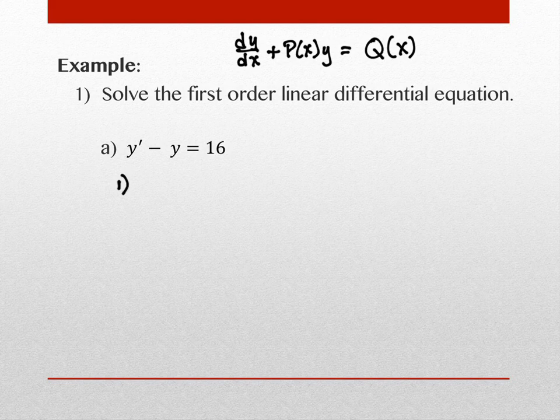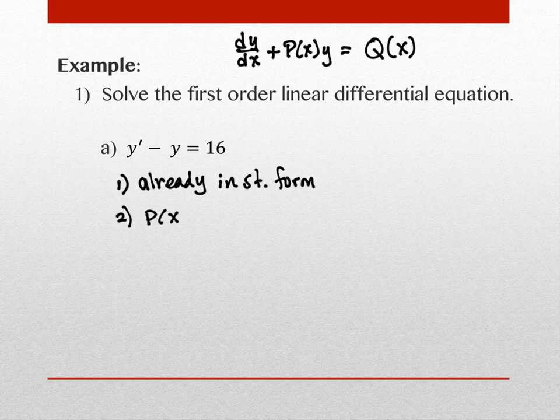So if I'm listing my steps, it's already in standard form. And I'm just going to note that here so that if you look back at it later, you're not going to wonder, why didn't I do step 1? Well, we didn't have to. It was already in the right form. Okay, so step 2 is to identify what p of x and q of x are.